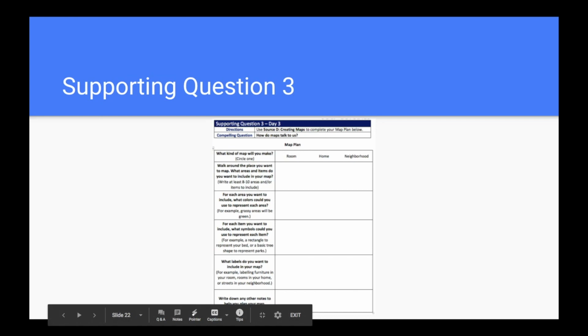Remember, before you begin thinking of anything to include, you will have to pick one of the 3 choices for your map, which are your room, your home, or your neighborhood. Also remember that you will be using this plan to create a real map tomorrow for your performance task, so choose a place that you will want to focus on for the next 2 days.